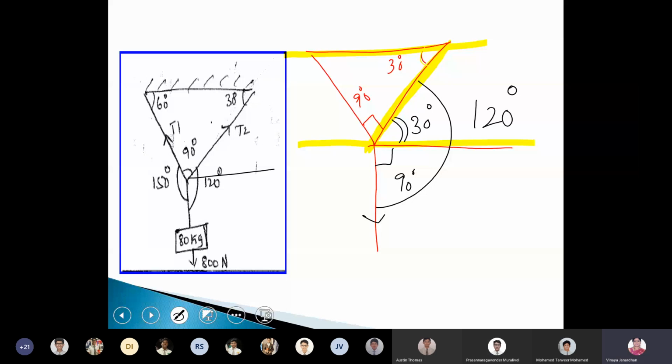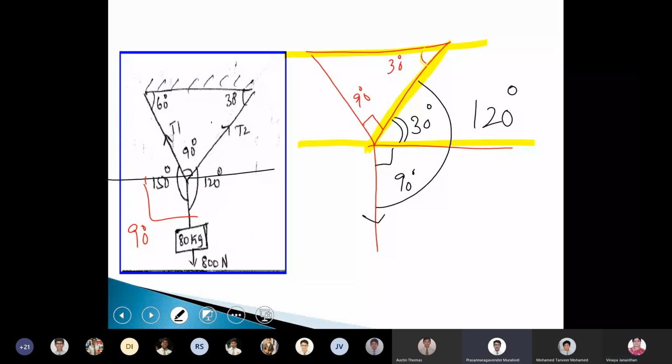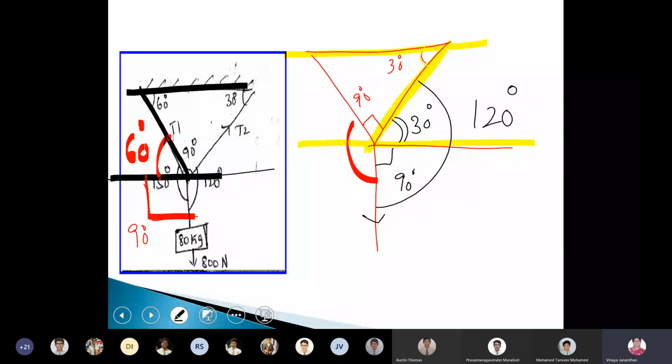The same thing I have to apply for this side. So I'll take the red marker. This becomes 90, this angle. And the other angle becomes 60. This is your transversal. So this angle becomes 60. So 60 plus 90, that gives you 150.